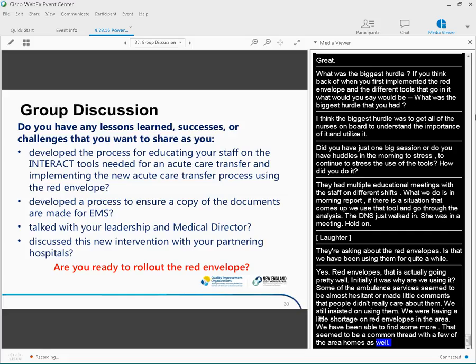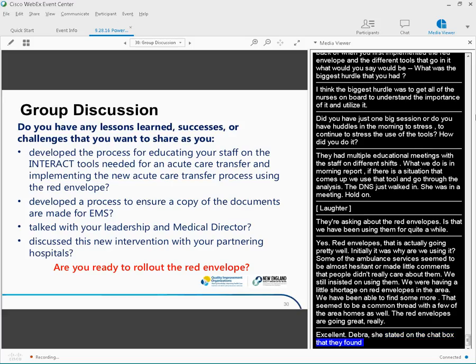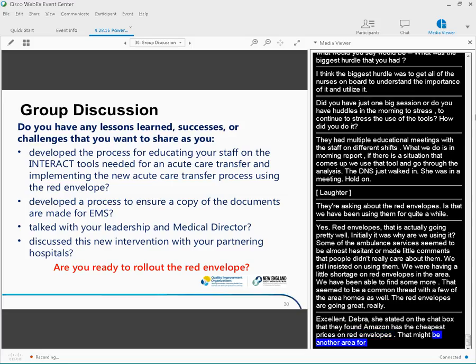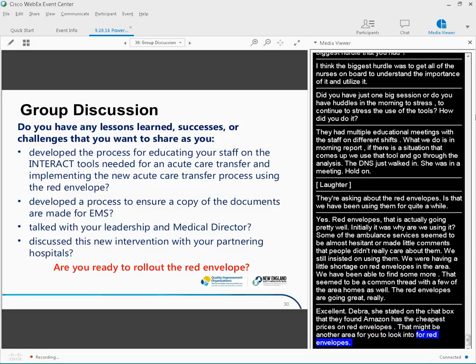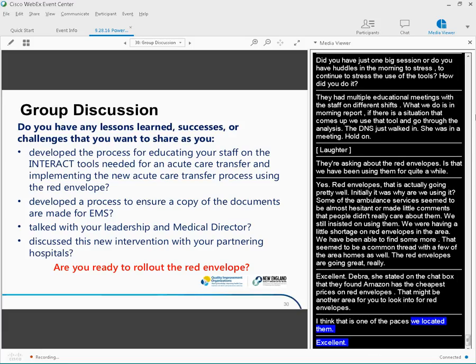Excellent. And Deborah stated on the chat box that they found that Amazon has the cheapest prices on red folders. So that might be another area for you to look into for red envelopes. Yeah, I think that's actually one of the places we located them. Excellent. So thank you, Deb, for that great referral to go to Amazon.